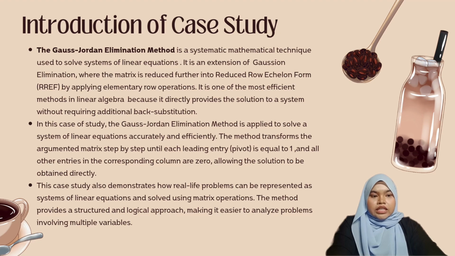In this case study, the Gauss-Jordan elimination method is applied to solve a system of linear equations accurately and efficiently. The method transforms the augmented matrix step by step until each leading entry, or pivot, is equal to 1, and all other entries in the corresponding column are 0, allowing the solution to be obtained directly. This case study also demonstrates how a real-life problem can be represented as a system of linear equations and solved using matrix operations. The method provides a structured and logical approach, making it easier to analyze problems involving multiple variables.